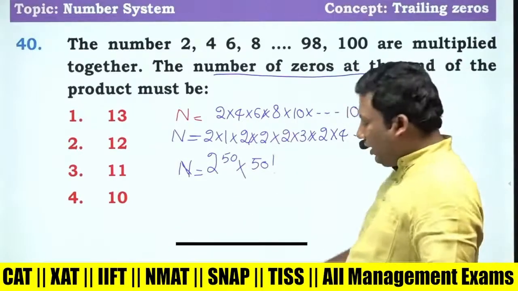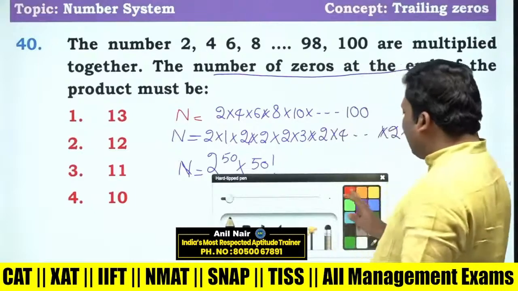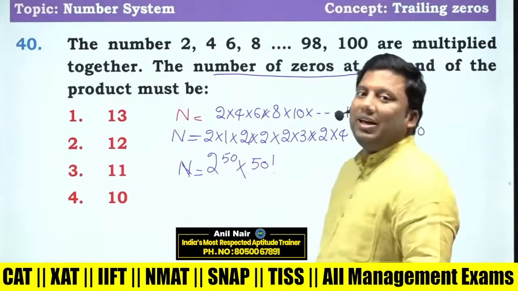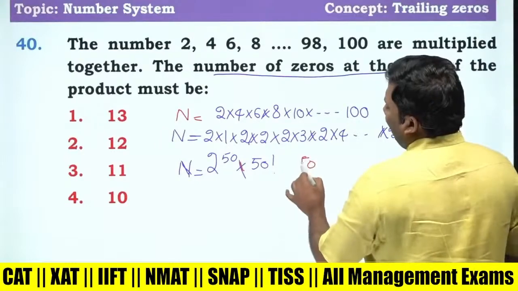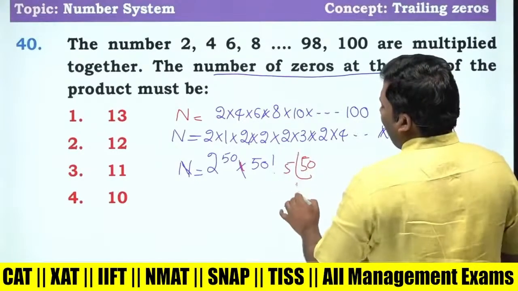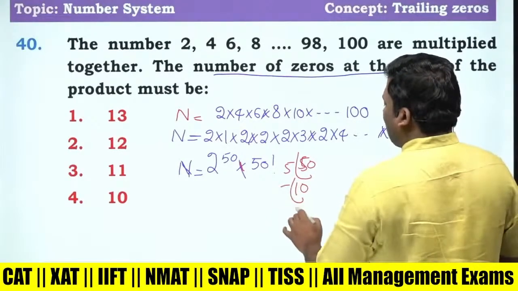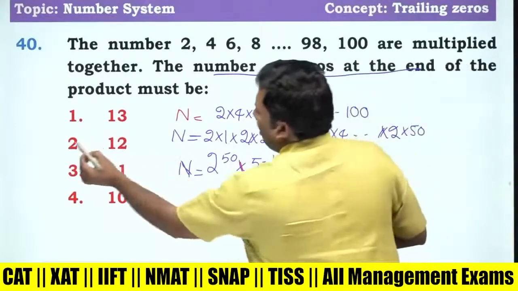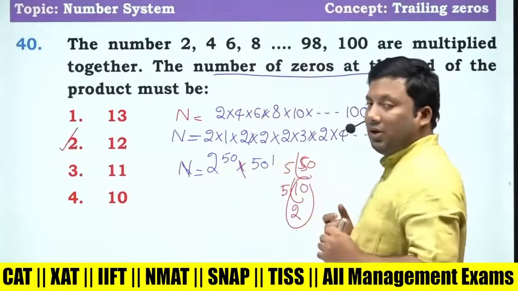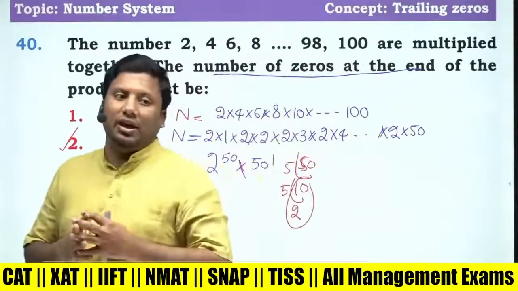50 factorial. The number of zeros at the end of a factorial depends on the power of 5, because the power of 5 will be less than the power of 2. 5 tens are 50, 5 twos are 10, so 10 plus 2. The answer for this question will be 12. You don't need to do it for the powers of 2.